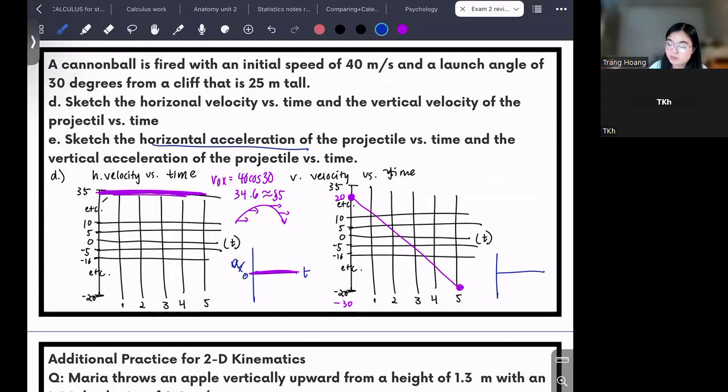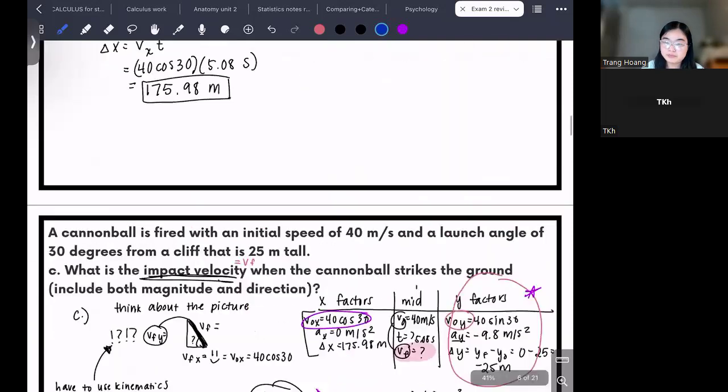So all we have to do is take the slope of this line. I think the slope was about negative 10 because it's downwards. And so at negative 10, all we will do is just put a line here, and that's how we graph acceleration of y versus t. So pretty straightforward. It tests your understanding.